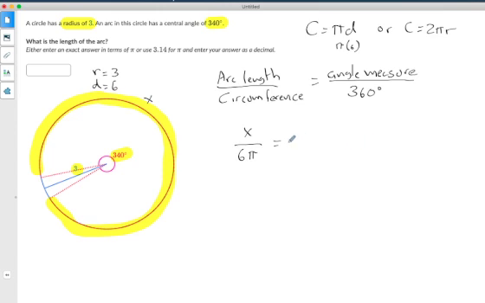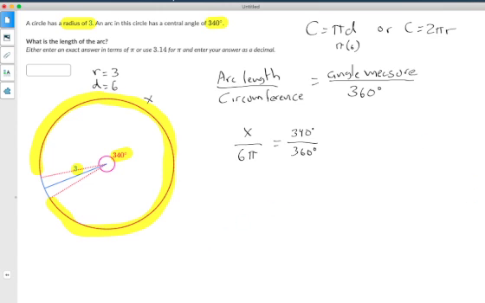And now we can finish our proportion. On this side, we have the angle measure, and that is the angle of this subtended arc, which is 340 degrees, divided by 360 degrees. And this is where we're at right now.